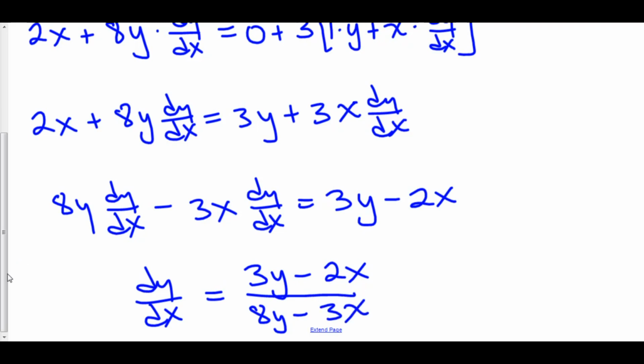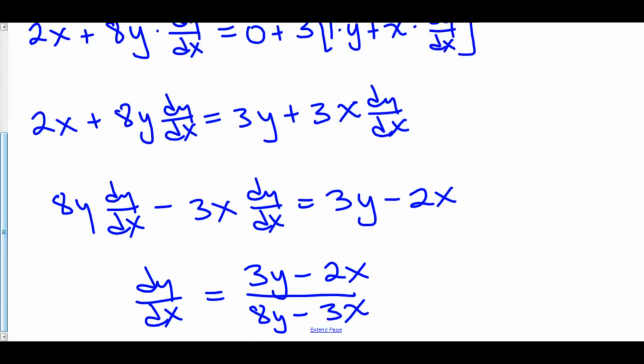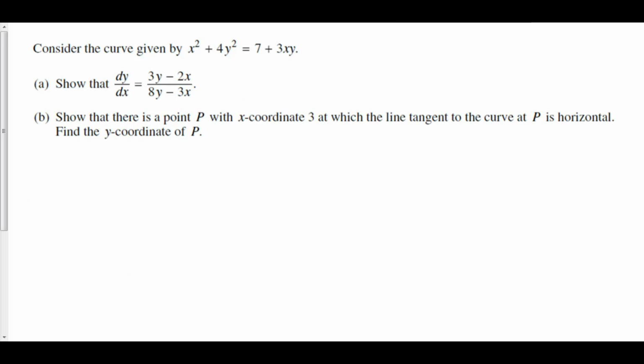Now let's double check our answer. 3y minus 2x over 8y minus 3x. Perfect. Part A done. Now let's focus on part B. Show that there's a point P with x coordinate 3 at which the line tangent to the curve at P is horizontal. Find the y coordinate of P.